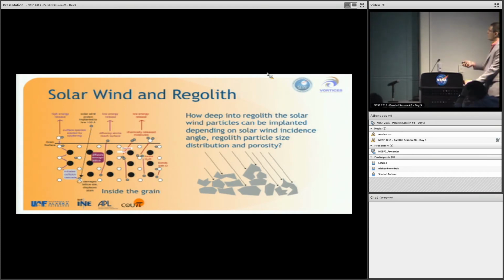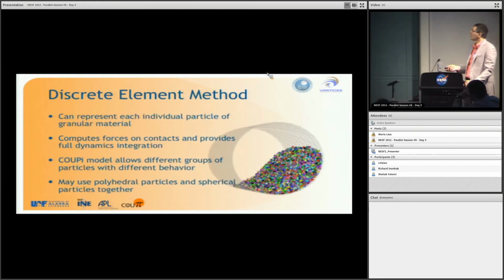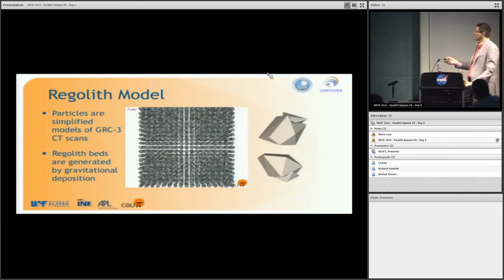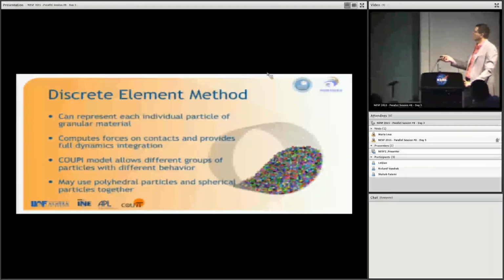To figure out which grains are affected, we try to simulate it with DEM. DEM is a discrete element method model, and the whole process is discrete, not continuous. That's why we want to use a model that represents each grain, each particle in a granular material, individually. The discrete element method provides a good representation for the regolith.